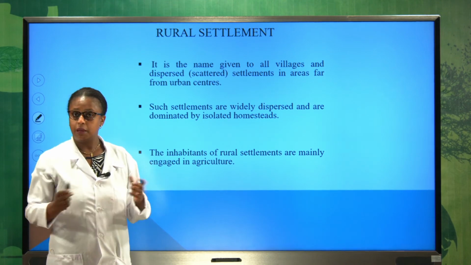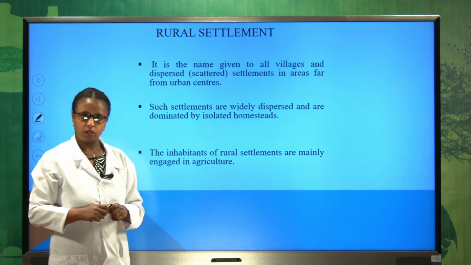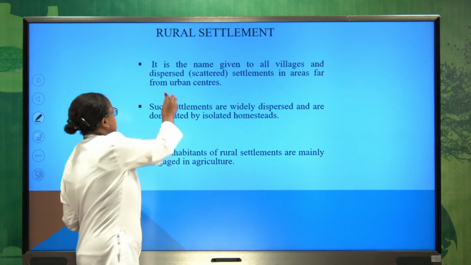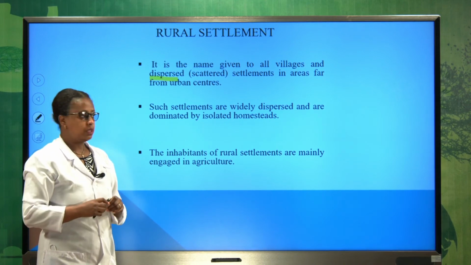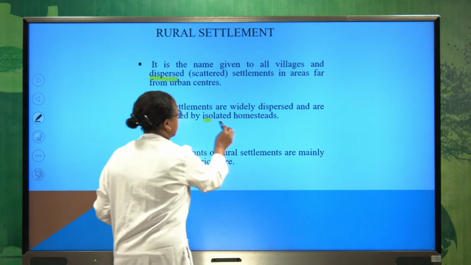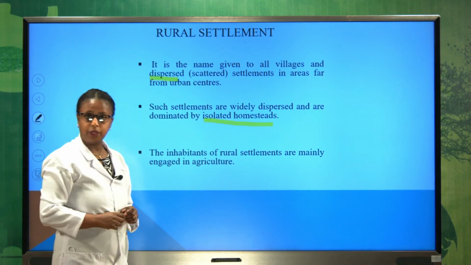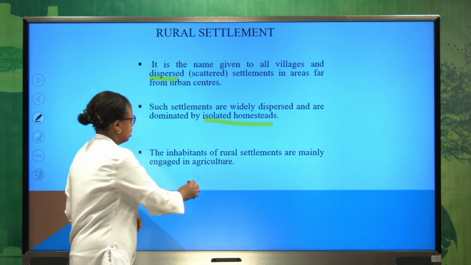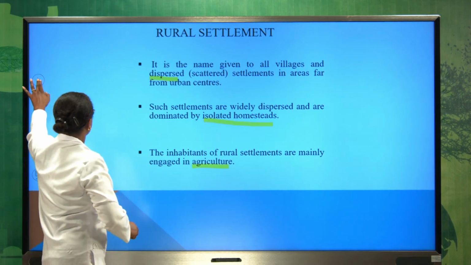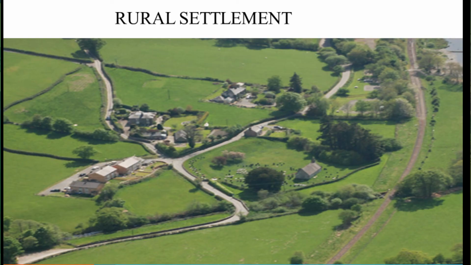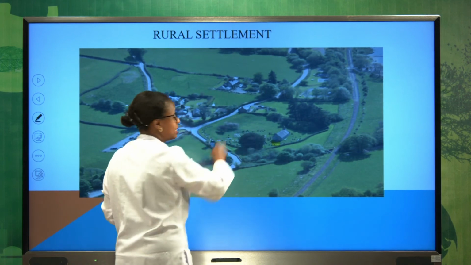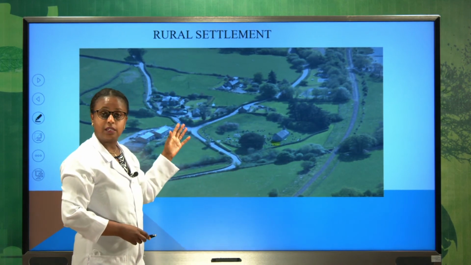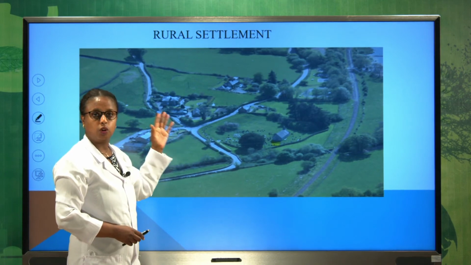Rural settlement is the name given to all villages. It is characterized by a dispersed or scattered manner, and most of them are dominated by isolated homesteads. Most of the time, the people who live in rural areas depend on agriculture. Now let us see this picture. It is a picture which tries to show rural settlements. As you can see from the picture, there is one house here, another over there, in a scattered or dispersed manner, and they are dominated by isolated homesteads.